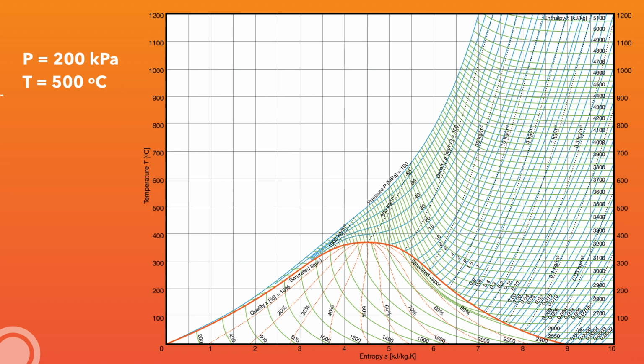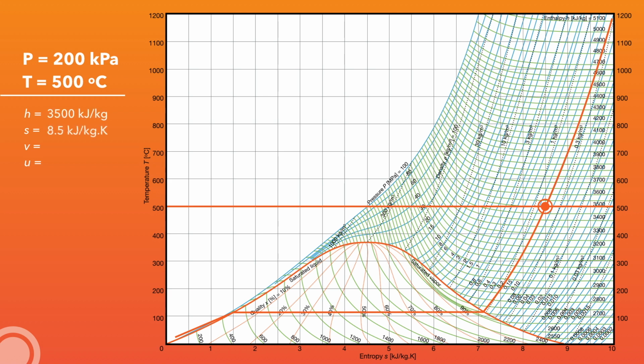For this, we're going to pick a constant pressure of 2 atmospheres. That's about 200 kilopascals. We begin at 500 degrees Celsius. This state is in the superheated region. Collect the easiest properties first. The enthalpy value on the green line and the entropy on the x-axis is a good starting point.